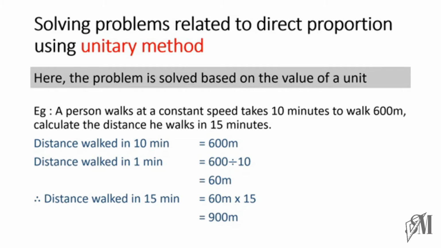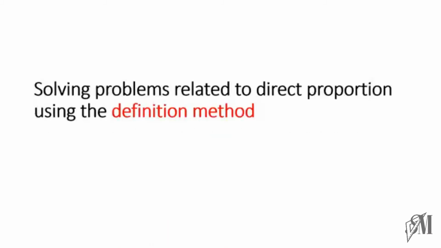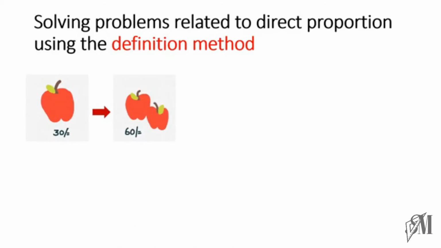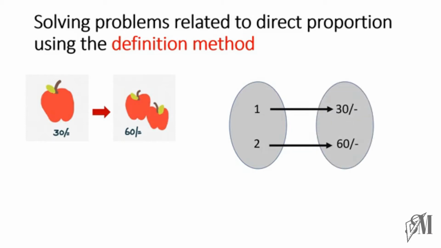Right. Now let's move on to another method. That is the definition method. You call it the definition method. Let me explain the definition method like this. Now in the previous case, I took this example. When 1 apple is 30 rupees, 2 apples will be 60 rupees. So I write the number of apples like this, 1 and 2. 1 apple is 30 rupees, 2 apples are 60 rupees.